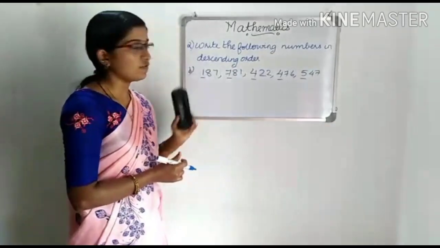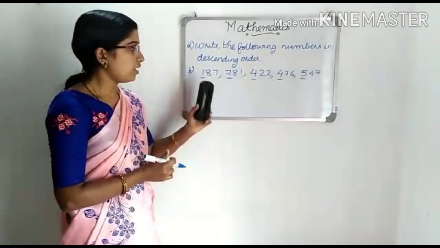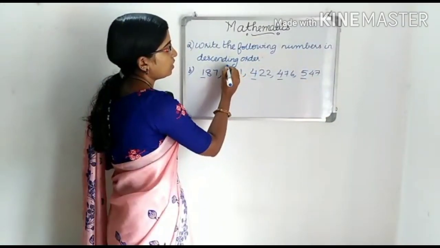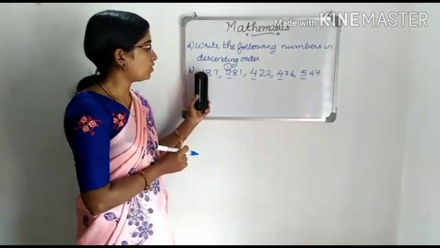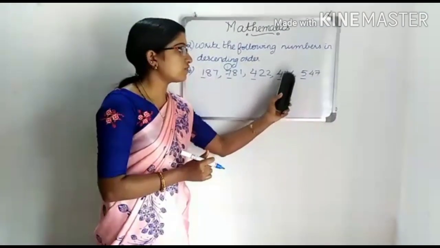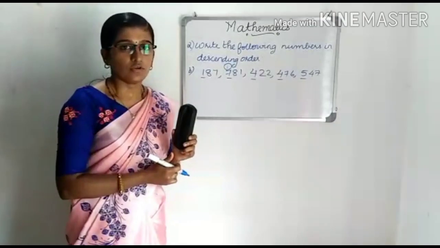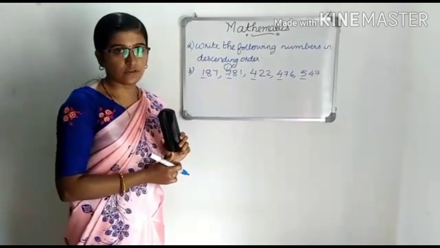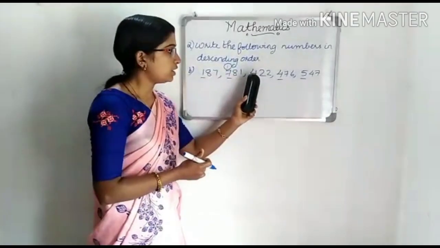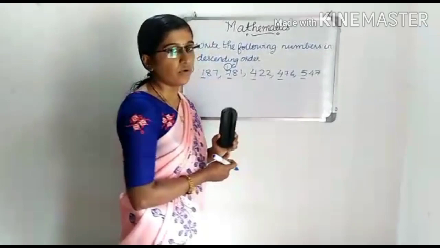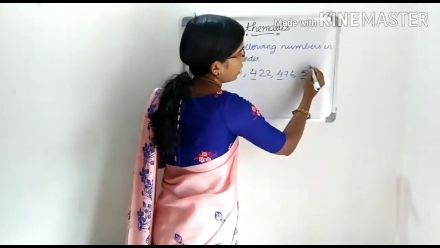So we can compare these digits. Out of these digits, the largest digit is, yes, 7. So the number 781 is the biggest number. Next, we should compare 187, 422, 476 and 547. Out of these 4 numbers, we should check which is the next largest number. So we can compare the digits in the hundreds place. Here it is 1, here 4 and also 4, then 5. The digit 5 in the hundreds place is greater. So the next number is 547.